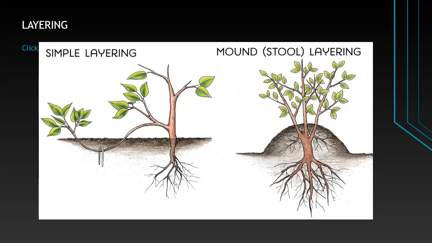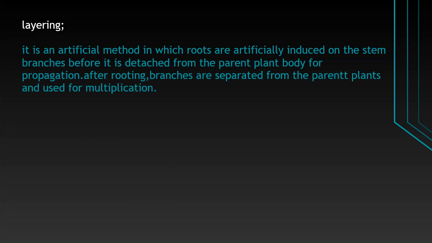Now we'll see what is layering. So it has two types, simple layering and mound layering. You can see the pictures here. Before seeing what simple layering and mound layering are, we'll see what layering is. It is an artificial method in which roots are artificially induced on the stem branches before they are detached from the parent plant body for propagation. After rooting, branches are separated from the parent plants and used for multiplication. What is happening here is that we are artificially inducing roots in the stem before cutting. That's it.